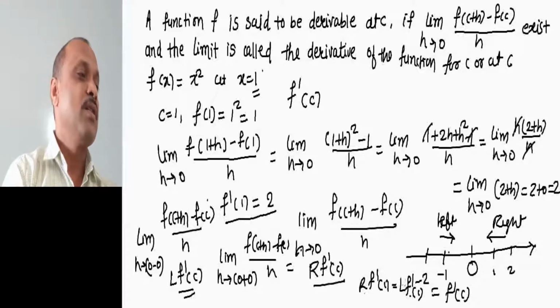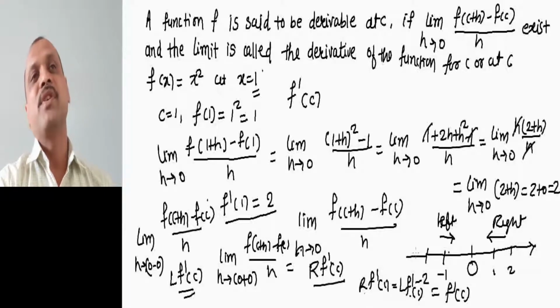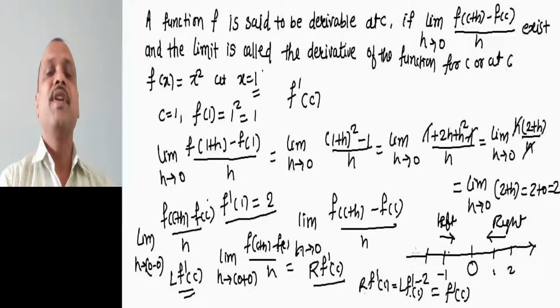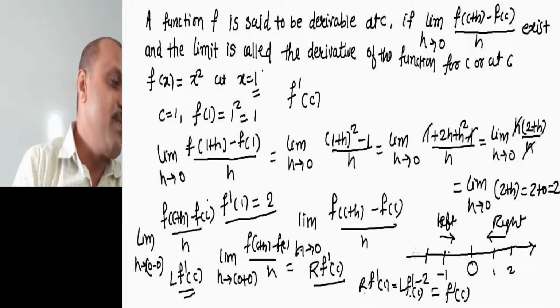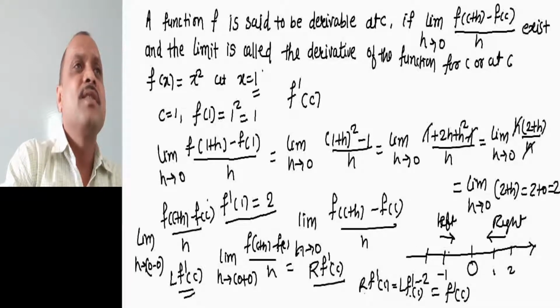So remember, note this point, this is very important to calculate the derivative of the function. What is a derivative? A derivative is nothing but a ratio of two quantities, so f of c plus h minus f of c divided by h, and then we apply the limit h tends to 0. So this is the definition of the derivative. Whenever the limit exists, it is called the derivative of the function.